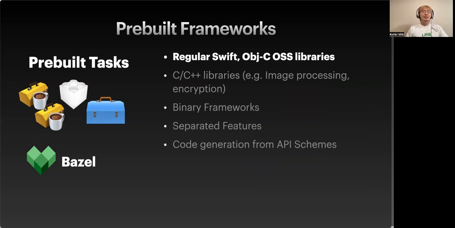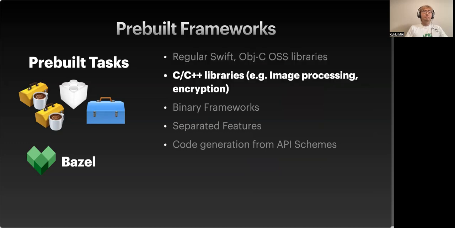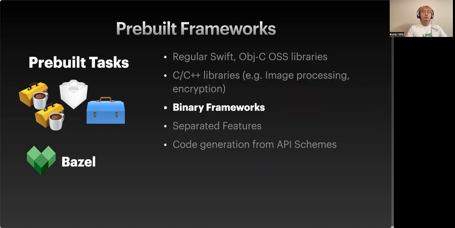These dependencies are not only regular libraries written in Swift, but also Objective-C. Others are written in C++, for things like image processing. There are libraries distributed only in binaries.